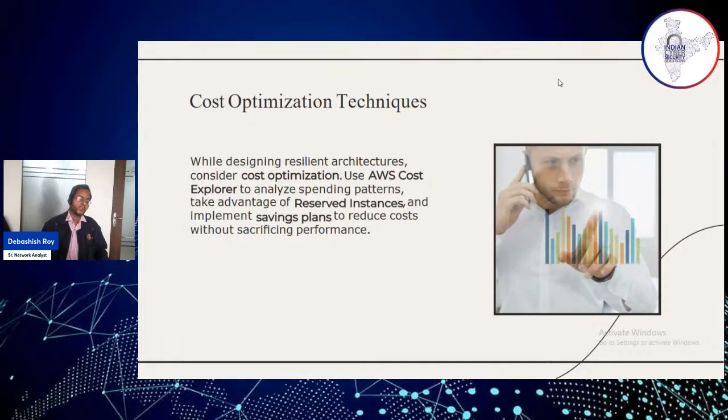Again, cost optimization techniques should be there. While designing resilient architectures, you have to consider cost optimization. For that, you have to use Cost Explorer to analyze the spending patterns, take advantage of reserved instances, and implement Savings Plans to reduce cost. Because in the cloud, the main part is to reduce the cost. If you are incurring too much cost, then it doesn't make any sense to store your data in the cloud. So for that reason, you have to implement a robust cost mechanism, and also you have to calculate the AWS cost, and cost optimization is one part of that.